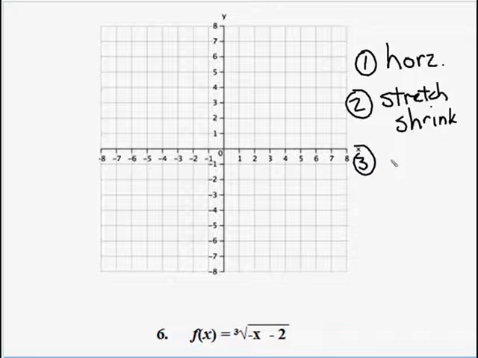The third thing we do is any reflections over axes. And last but not least, vertical up and down shifts come last. Okay, I'm going to switch over to green ink here, make it a little thinner.